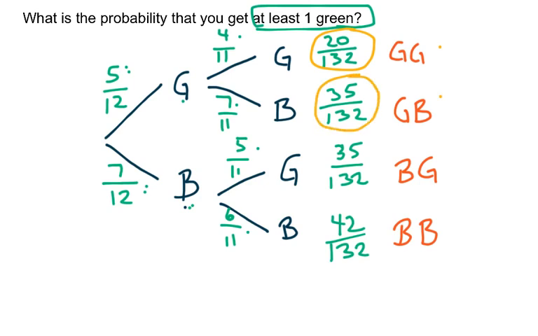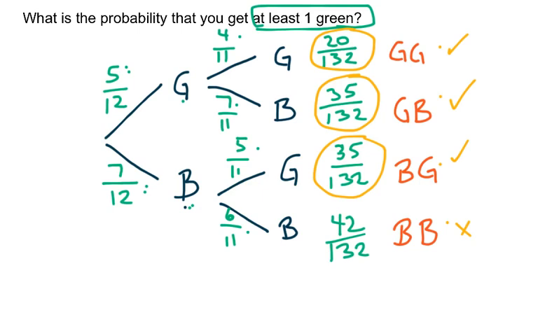Yeah, those are successes. Blue, green. Do I have at least one green? Yes, I do. And finally, blue, blue. Do I have at least one green down there? No, I don't have any green. So those are not successes. So I could get at least one green this way, or this way, or this way. Since those are all possible successes, I'm going to add them all together.